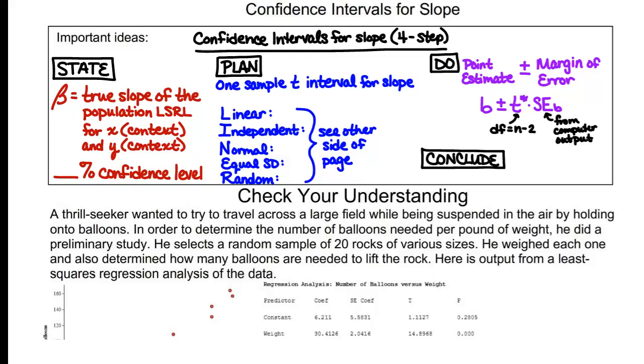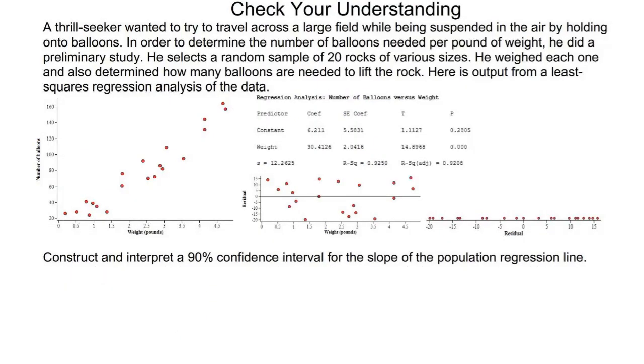In order to determine the number of balloons needed per pound of weight, he did a preliminary study. Okay, so he put some thought into his stupid idea. Not enough. He selects a random sample of 20 rocks of various sizes. He weighed each one and also determined how many balloons are needed to lift the rock. Here is output from a least squares regression analysis of the data, and I don't have all of that up on the screen yet.